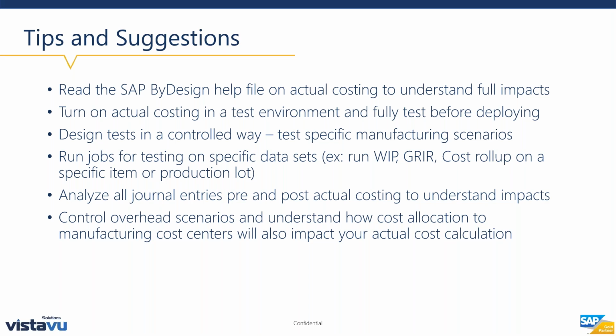You want to analyze all your journal entries pre and post actual costing. I find it helpful to maintain a spreadsheet so I can look at all of those inputs and validate that I get to the same number as what ByDesign's actual costing engine gets to. And then make sure you control for those overhead scenarios. So understand how your cost allocations to manufacturing cost centers work and how they're going to impact your actual cost calculation. The scenario I did was super simple because we only had one item that we manufactured that period. So as you get to understand it, you're going to want to run it across a spectrum of items, and then you can see how it's distributing that cost allocation across all the items.